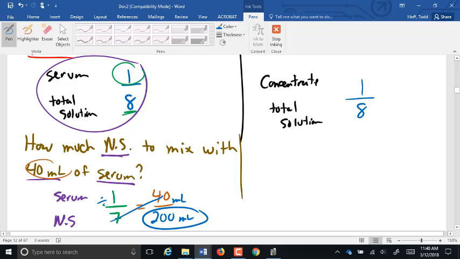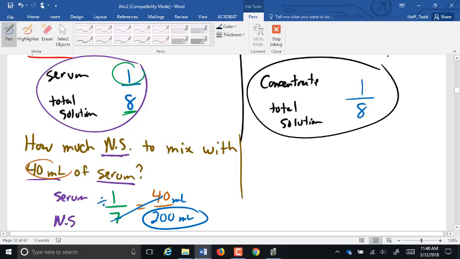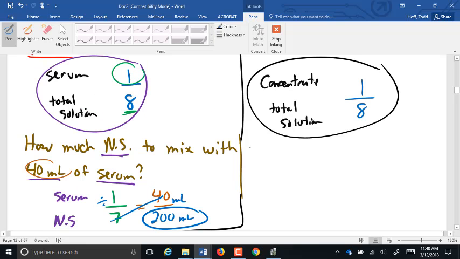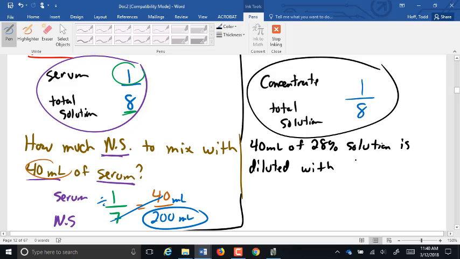Our concentrate, using this type of dilution, was actually much more active and had a few more applications. One of those applications would be, let's say, 40 milliliters of 28% solution is diluted with 120 milliliters of saline. Find the new concentration.